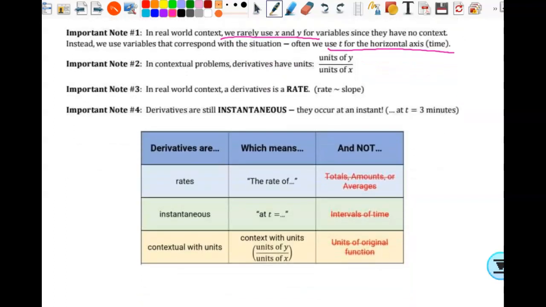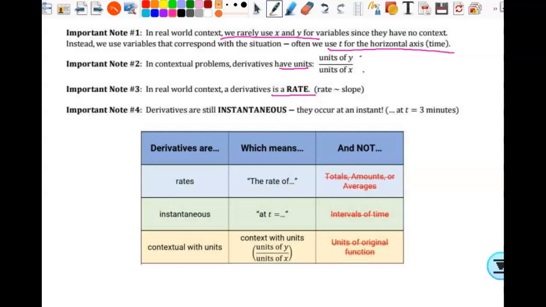In contextual problems, derivatives have units of y over units of x. You don't even have to make sense of it. You just literally put whatever the units of y are over whatever the units of x are, and don't worry about trying to overthink it. Okay? Sometimes it won't even make sense to you. It's totally okay.